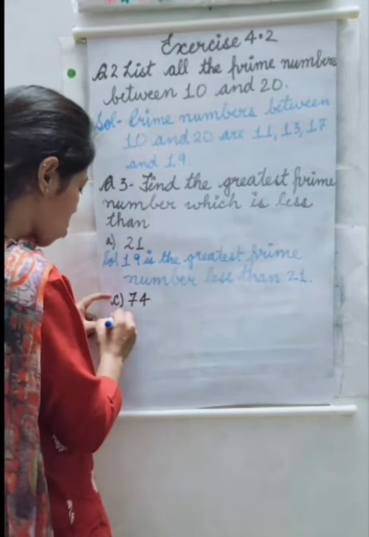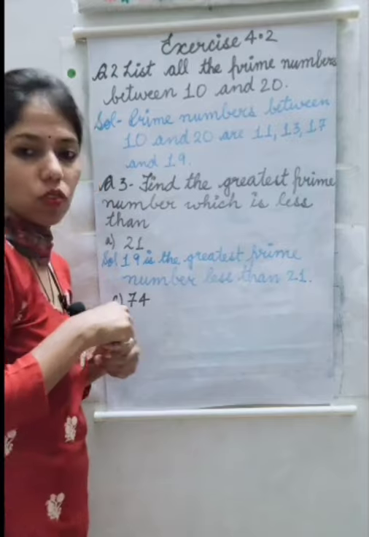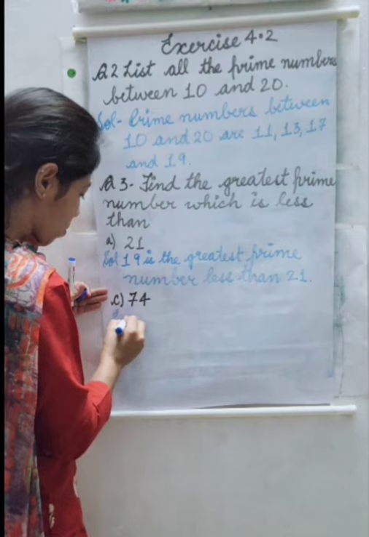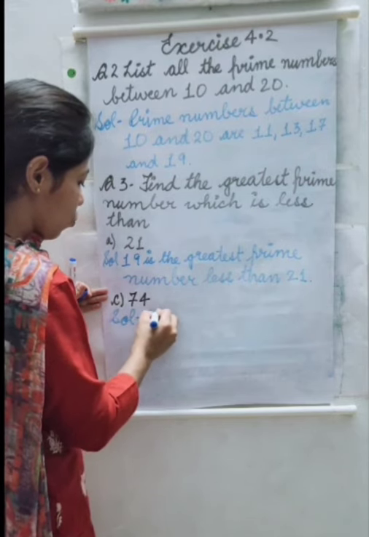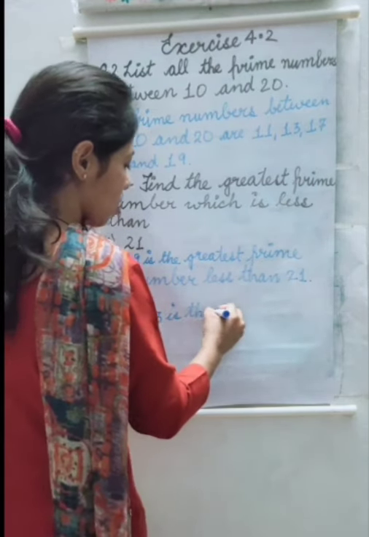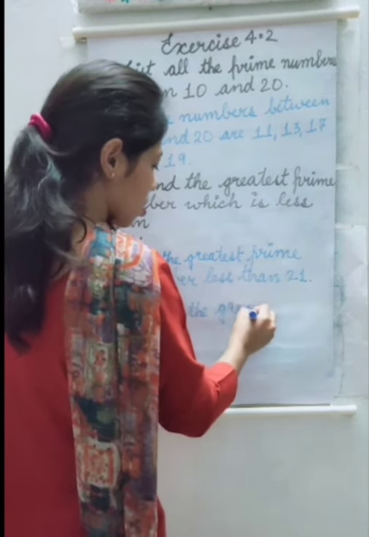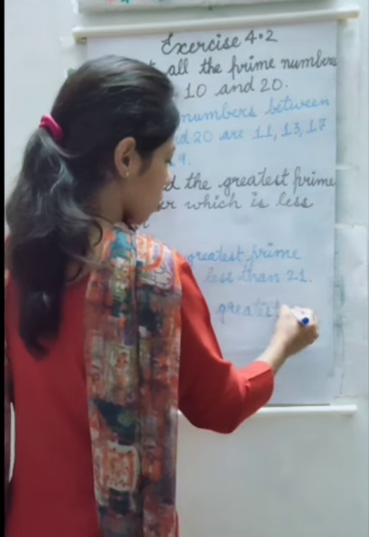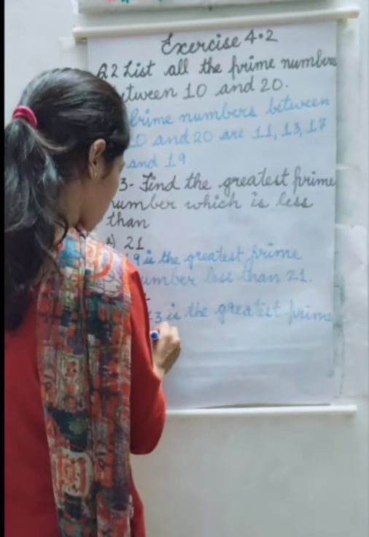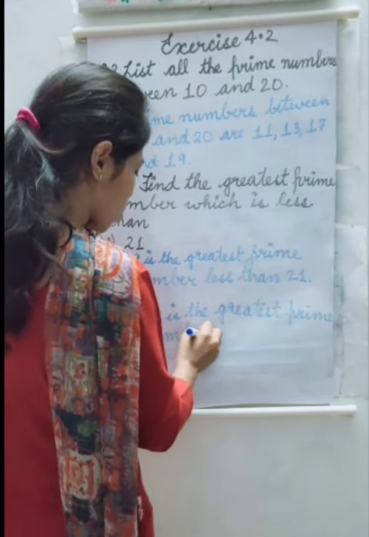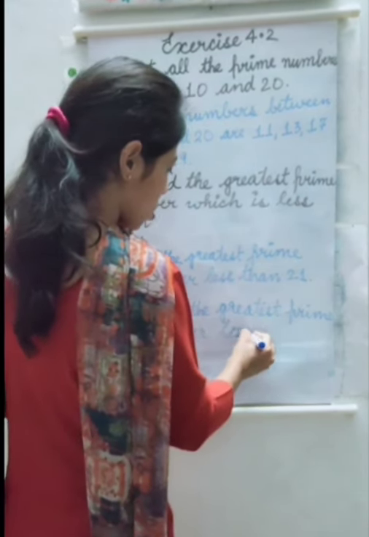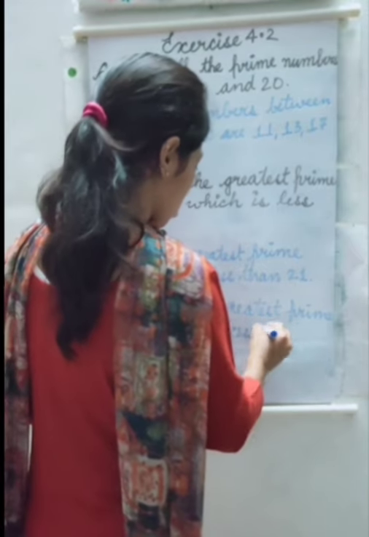So, sorry, this marker is not working. So 73 is the greatest prime number. This is also not working. Less than 74.